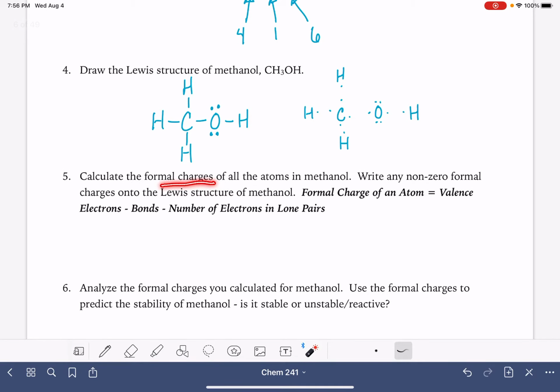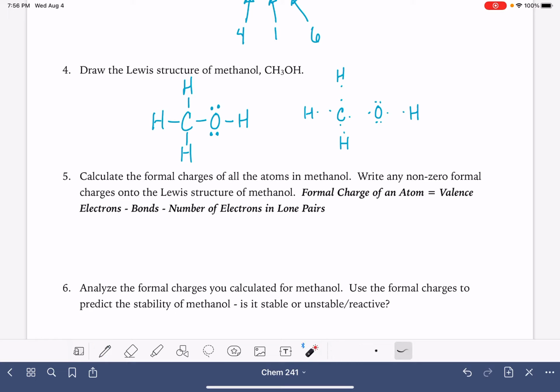Next, we're going to calculate the formal charges for all of the atoms in this molecule, which is methanol. If any of them are not zero, we're going to write them onto the Lewis structure, and we'll use this space here to calculate the formal charges, and we'll do that with this equation right here. This isn't the only equation that's used to calculate formal charges, so if you're looking at a different resource that has a slightly different equation, don't panic. There's more than one way to describe how we calculate formal charge.